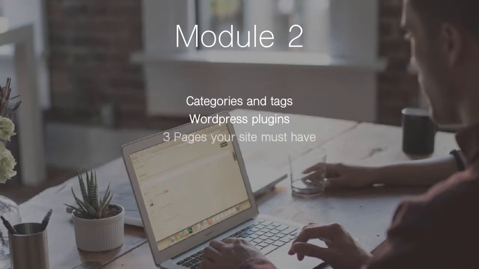So we've gone through categories and tags, WordPress plugins, the 3 pages you should have on your site. As I mentioned, this video is about menus, and in the next one we'll be chatting about sidebars.